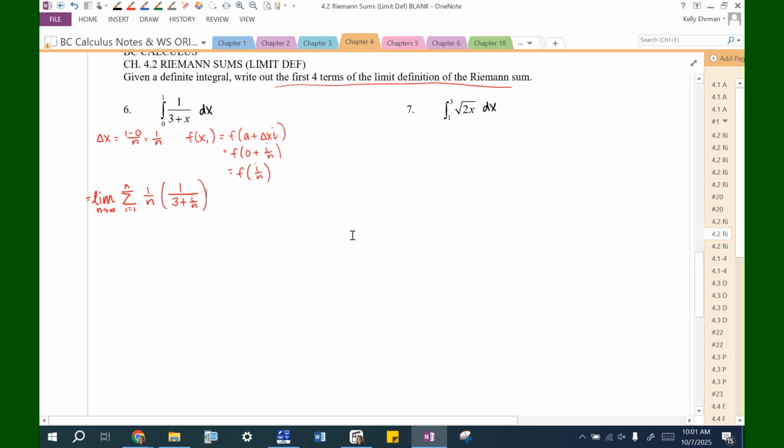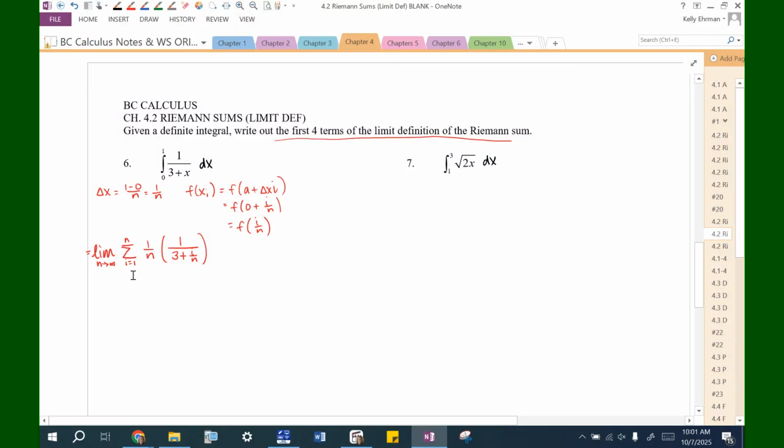Okay, so here's the sum. Even though we're not really evaluating the limits, I want to show you what this means. So write out the first four terms. You would still have the limit as n approaches infinity, but instead of having the summation, we're going to start expanding out the terms. This just means plug in 1 for the first term for i. So it would be 1 over n. Now, all of these are going to have a 1 over n. So when you're plugging in the numbers for i, we'd have 1 over n, and then here's the first term, 1 over 3 plus 1 over n.